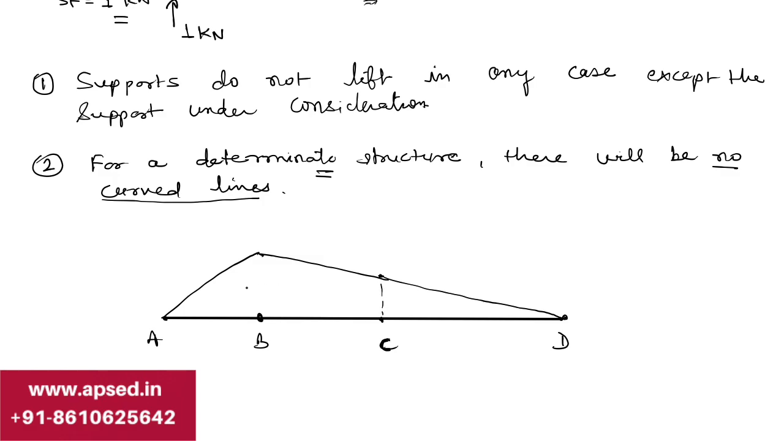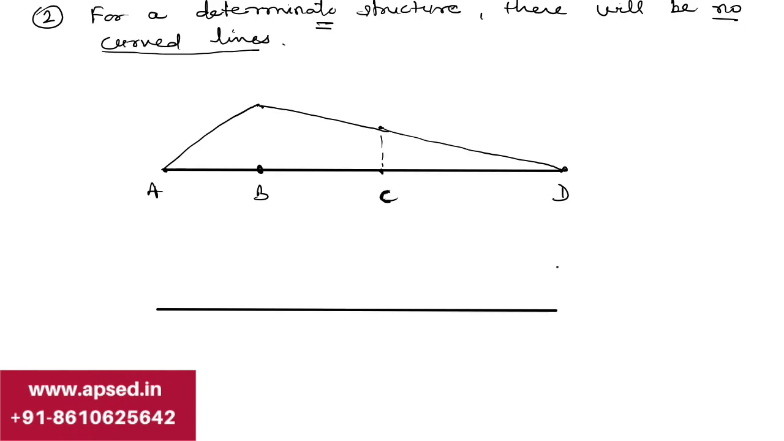And the other rule is that there will be no curved line for a determinate structure. So that is also being followed here. Similarly, we can draw the ILD for reaction at D also. So at D, this value will become 1 when we are applying a force of 1 kilonewton. At C, it should stay at the support.